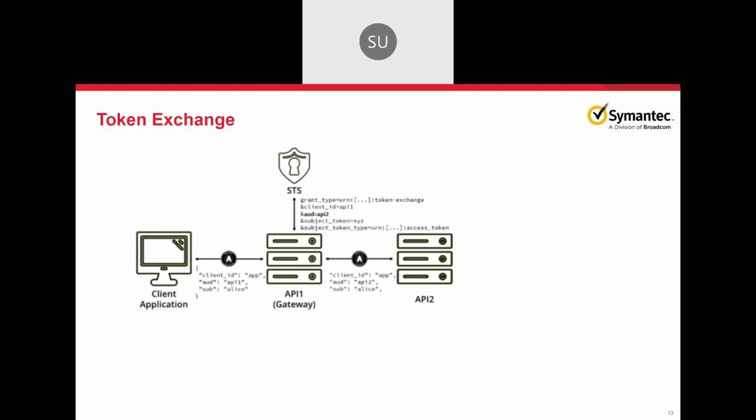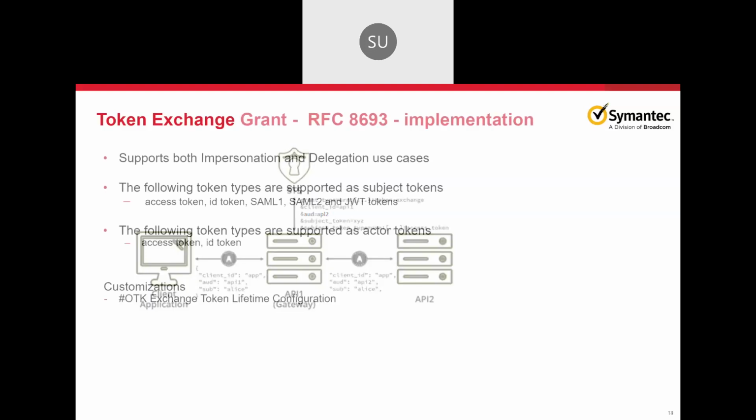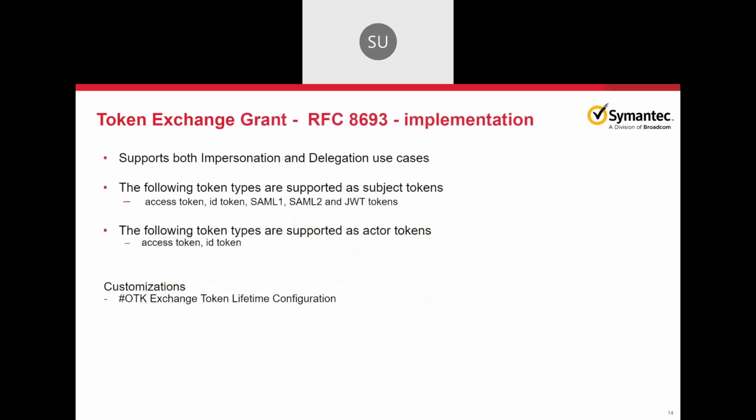In OTK, we support both impersonation as well as delegation. And we support different types of subject tokens such as access token, ID token, SAML 1, SAML 2, and JWT tokens. Similarly, we support access token and ID token as actor tokens. And we have given a few customizations to customize our subject token validations and also to configure the exchanged token lifetime. So with this, I will jump to the demo.